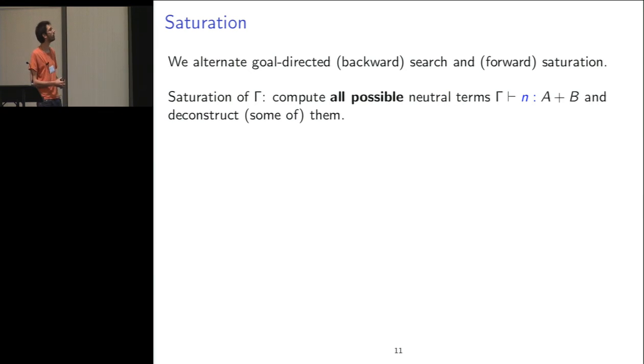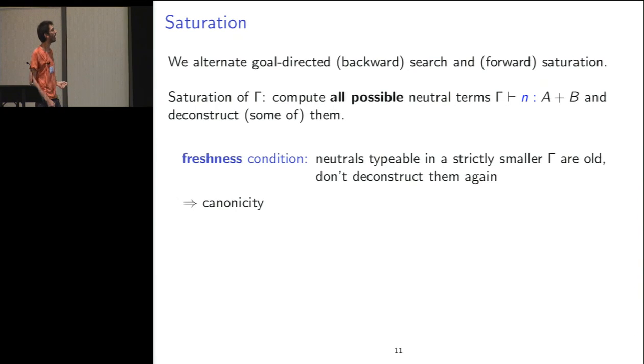More precisely, the algorithm alternates between goal-directed search and saturation phases. And during saturation, the idea is to compute all possible terms of some type and to deconstruct them, but there may be infinitely many of them. So you need some restrictions on which terms exactly you are looking for. First, you don't want to eliminate a term of sum type that you have already introduced in the previous saturation phase. So we have this freshness condition that you should look for new terms that were not typable before in the program. And this is necessary to get canonicity, so to be correct in your answers.